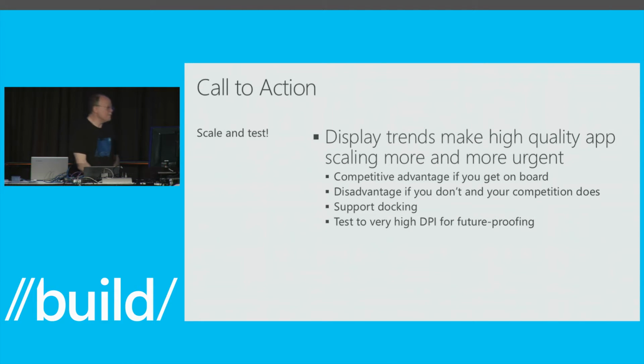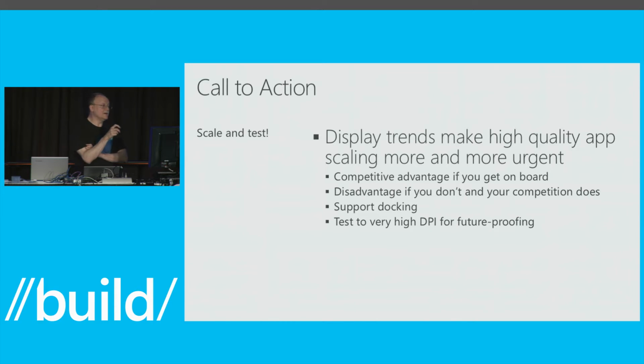So to sum up, the display trends are continuing to move even faster than we had predicted. The notion of a 4K 15.6-inch display was something that we originally thought was next year, and Toshiba proved us wrong. We're delighted to be proven wrong this way, but it does make having a good scaling story more urgent for both us and you. It becomes a competitive advantage if you get on board and your competitors don't, but a disadvantage if it's the other way around.